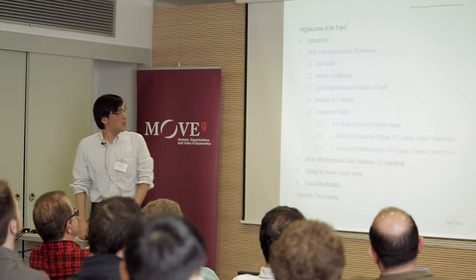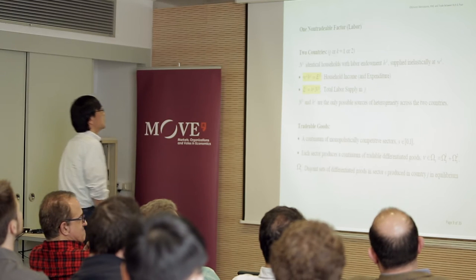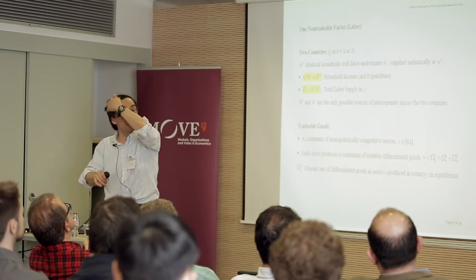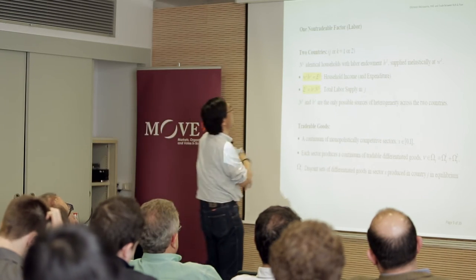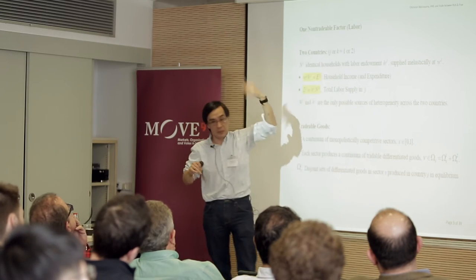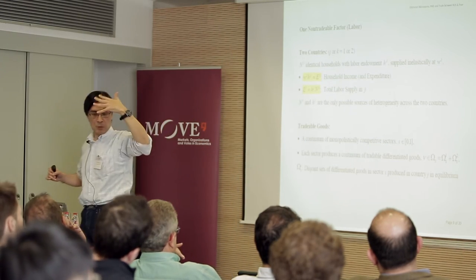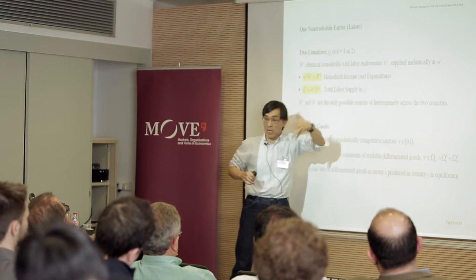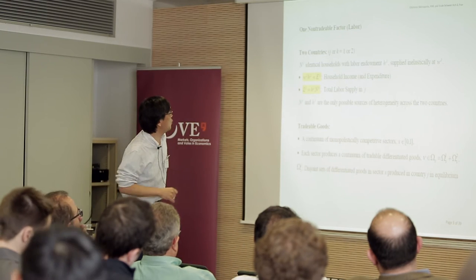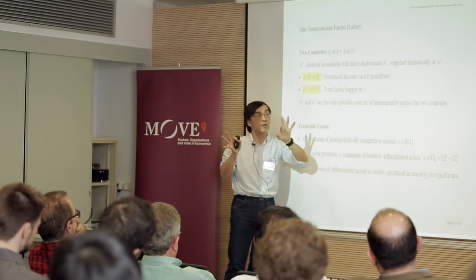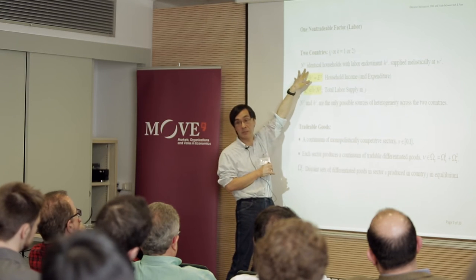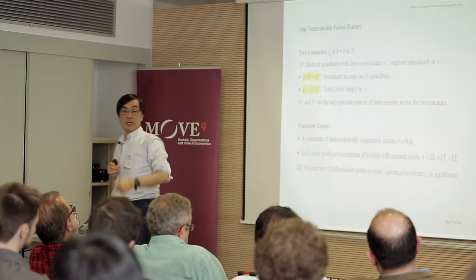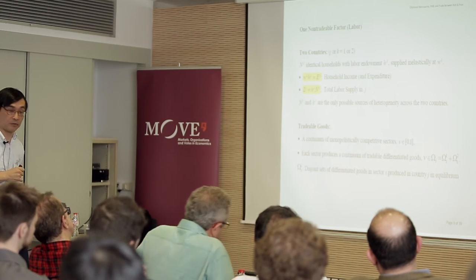All right, so let me actually go to the model. There's one factor of production, labor, and there are two countries. They can be labeled as one and two, but sometimes I index by J and K. J, when we talk about the location of the production, K, when I talk about the location of the consumption. Okay? But the two countries can differ in two dimensions. First of all, population size, and also the per capita labor endowment, which can be interpreted as the human capital or the quality of the labor force.